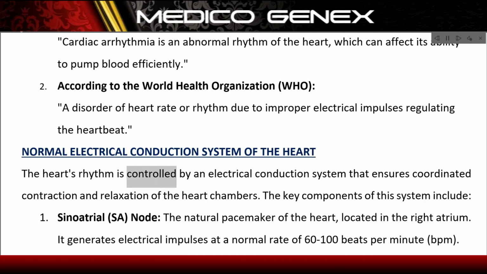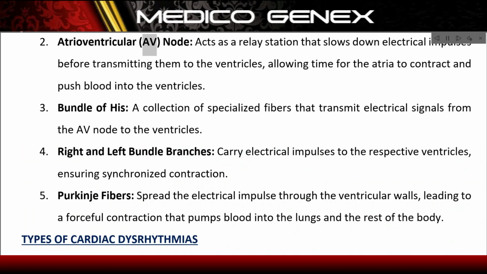Normal electrical conduction system of the heart. The heart's rhythm is controlled by an electrical conduction system that ensures coordinated contraction and relaxation of the heart chambers. The key components of this system include the sinoatrial, SA, node, the natural pacemaker of the heart, located in the right atrium. It generates electrical impulses at a normal rate of 60 to 100 beats per minute, BPM. Atrioventricular, AV, node, acts as a relay station that slows down electrical impulses before transmitting them to the ventricles, allowing time for the atria to contract and push blood into the ventricles.